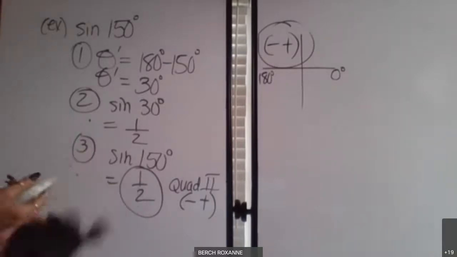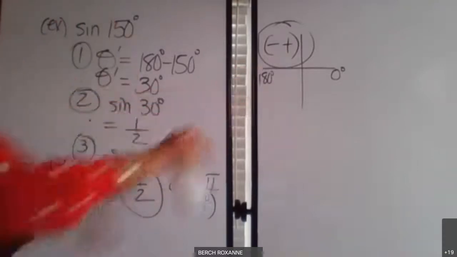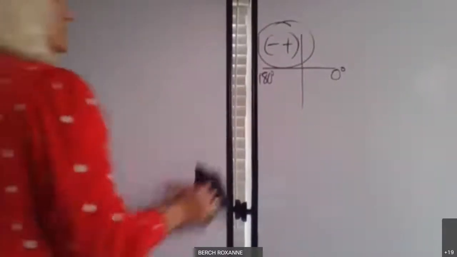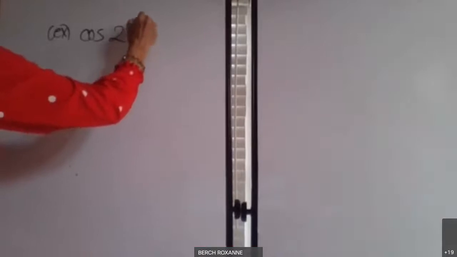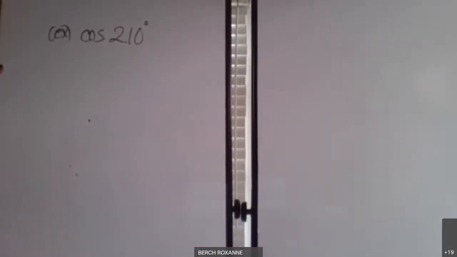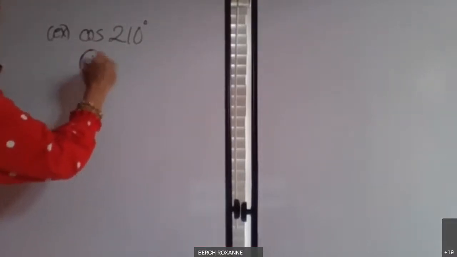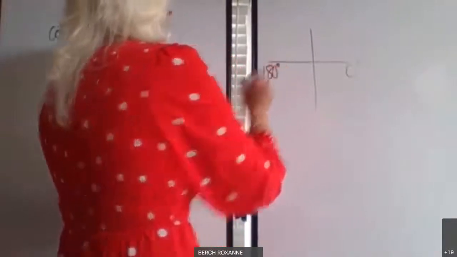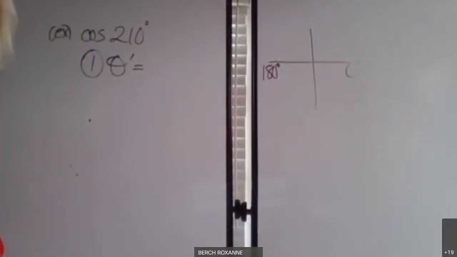All right, I'm going to erase this and let's do another problem. Cosine of 210 degrees. Well, this is 0 degrees, and this is 180, right? What's the closest horizontal? 180.